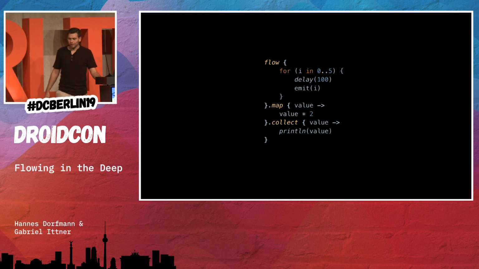Taking our example from before, we still have this flow that emits one value every 100 milliseconds, and we want to map it. What we are doing is just multiplying it by 2, and then the collect at the end gets the multiplied value. Okay?